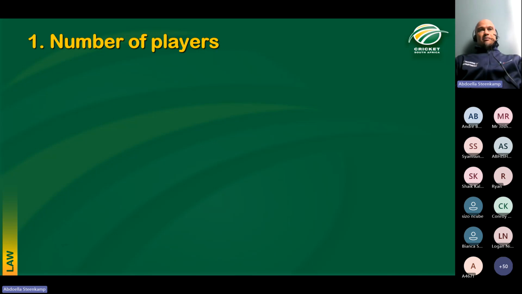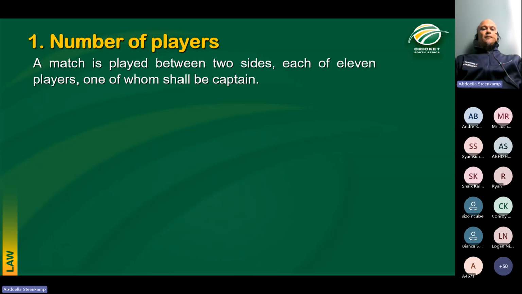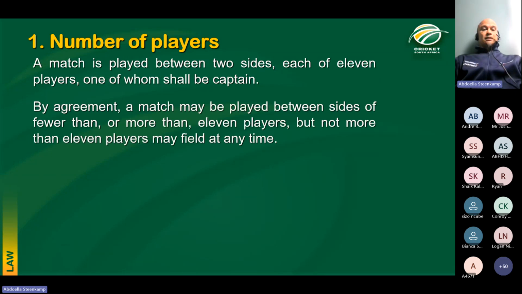In terms of the number of players per game, the law tells us that usually a match is played between 2 sides of 11 players each, and one of those 11 players is the captain. But by agreement, the law allows for a match to be played between sides of fewer than 11 or even more than 11 players. For example, in South Africa, we often find competitions that are 6 a side, where only 6 players per side play. And I do know of trial games or even warm-up games where sometimes more than 11 players play. The law allows for that, but that needs to be agreed before the match has started.